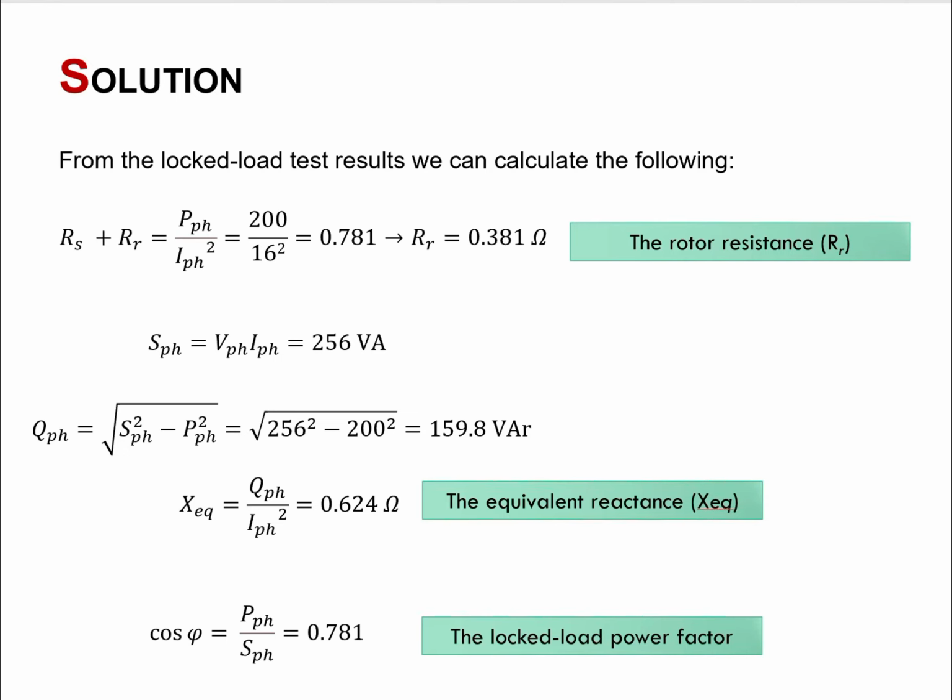We know that the summation of the stator resistance and the rotor resistance is equal to the real power divided by the per phase current squared. We have the per phase power given in the table. If we divide it by the current squared, we get this value. So we have the summation and we have one of the resistances. Now we can get the rotor resistance by subtracting RS from this value, and we get the rotor resistance as 0.381 ohm.